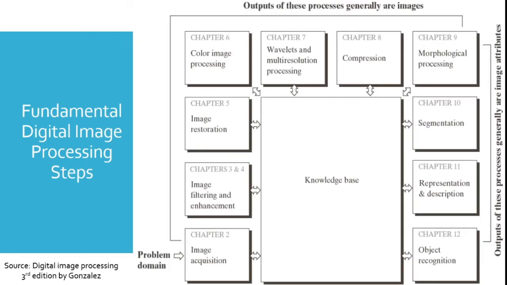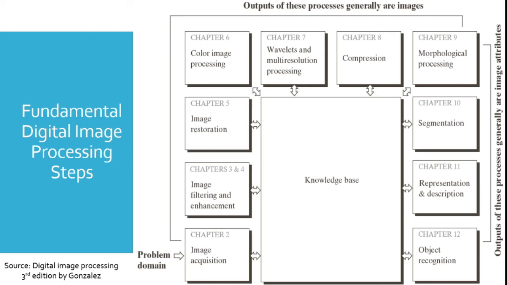We can bifurcate the fundamental steps into these 12 steps. First is the problem domain, which contains the image acquisition tool. After that, we need to filter the image and enhance it. After filtering and enhancement, image restoration has to take place. After image restoration, we go for color image processing, where you can find many color identification in the form of RGB and YRB.